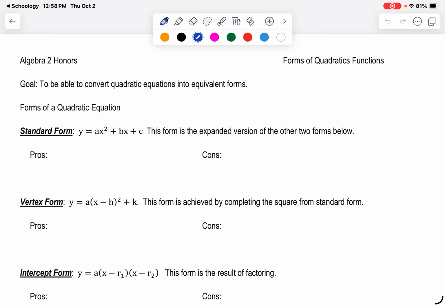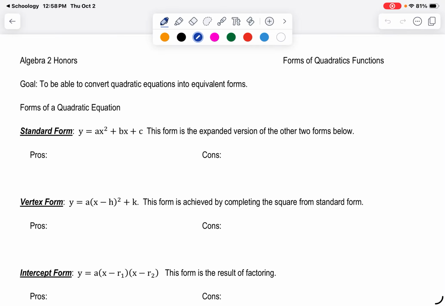Now, all three of these forms have their pros and they have their cons. So like why we like that form, but we don't have this in that form. So when talking about these forms and what we can and cannot do, the pros and cons of them, we're going to be talking about the x-intercepts, the y-intercept, and the vertex. So first off, we have standard form.